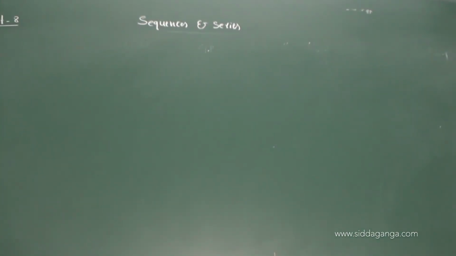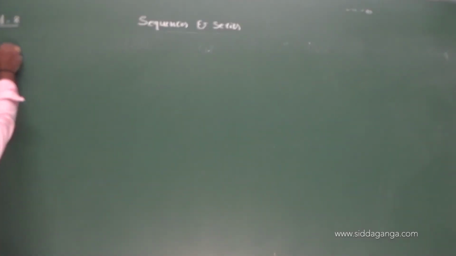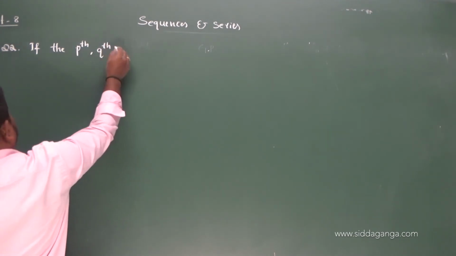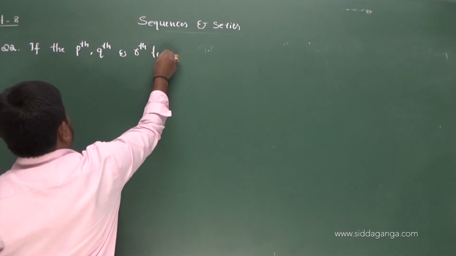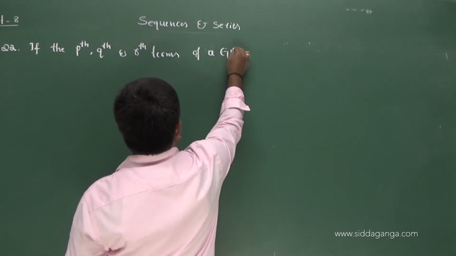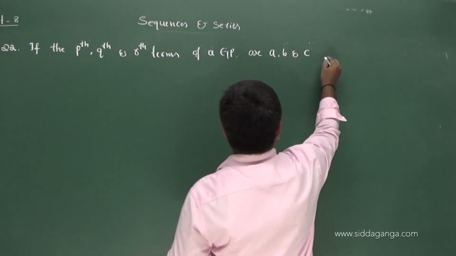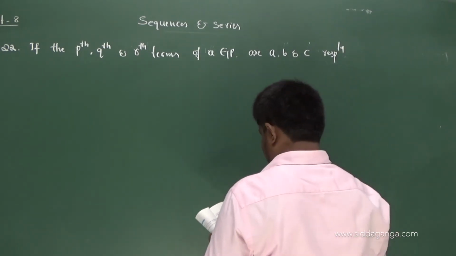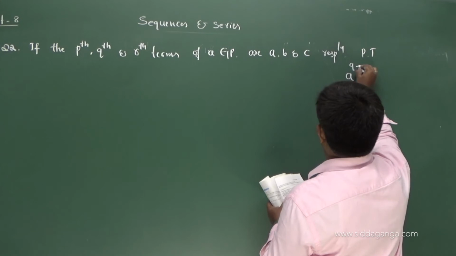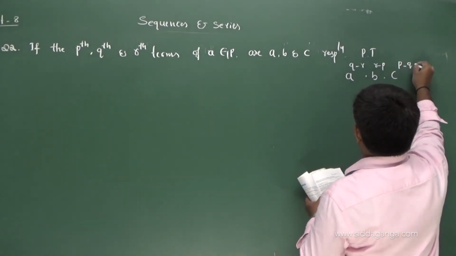Let's move on to question number 22. If the pth, qth and rth terms of a GP, you mean geometric progression, are a, b and c respectively, prove that a power of q minus r into b power of r minus p into c power of p minus q equals 1.